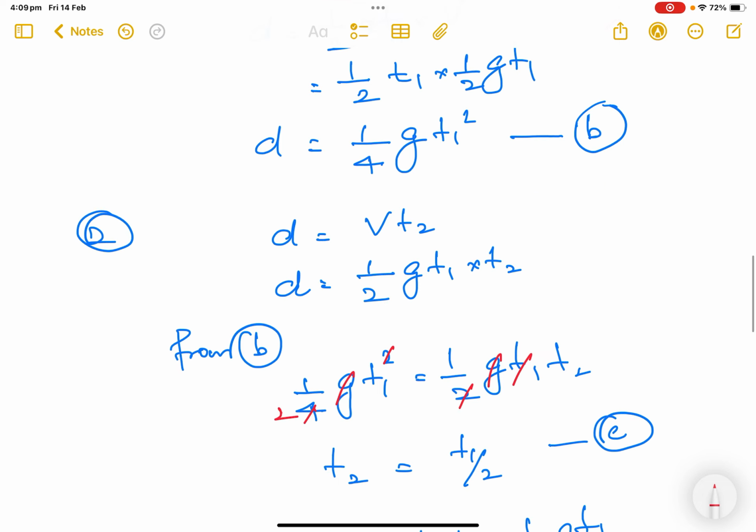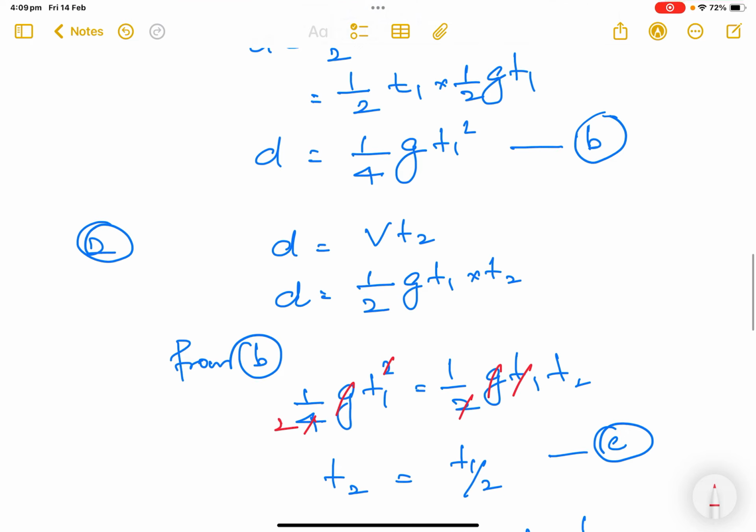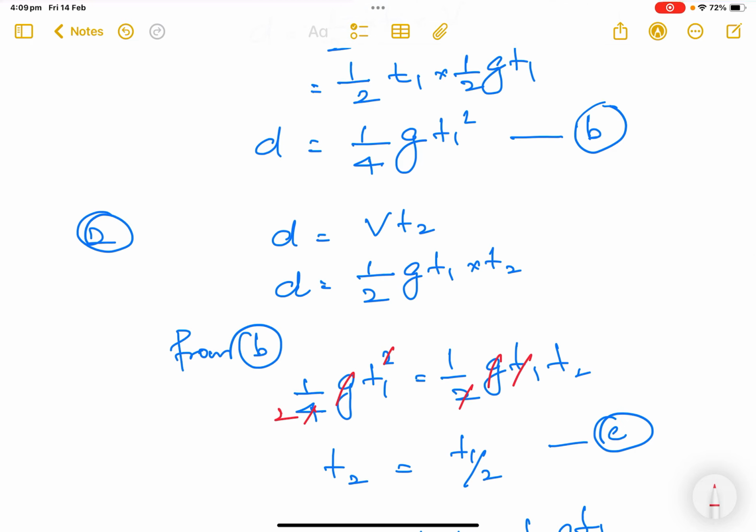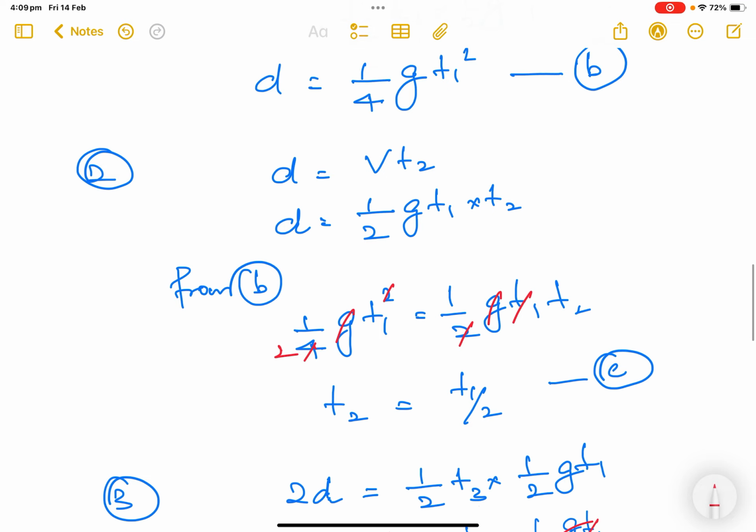Second one, they travel with a constant speed. So the area of a rectangle gives us the distance, another d. d equal v times t2. The time they travel with a constant speed is t2, and v is the vertical. But we know v is half g t1. So for v t2, substitute half g t1 times t2.